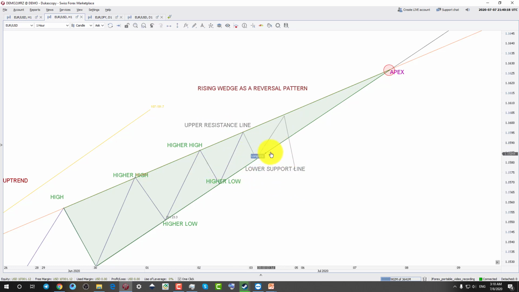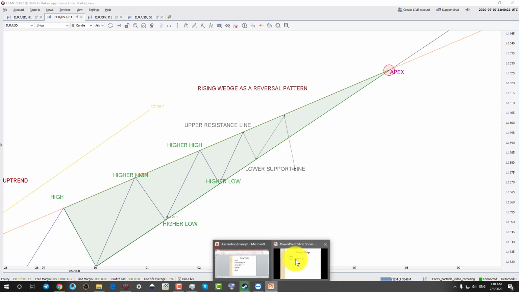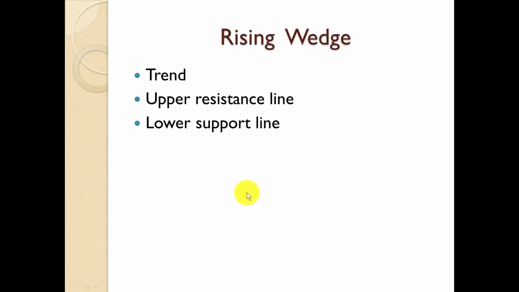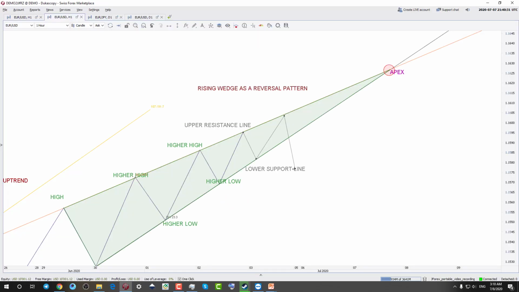Now when this lower support line is broken, that is called a breakout. Okay, now this price contraction is also a must. I will tell you about that also, thanks to the presentation, so that we will not forget this. Now there is a need of price contraction.